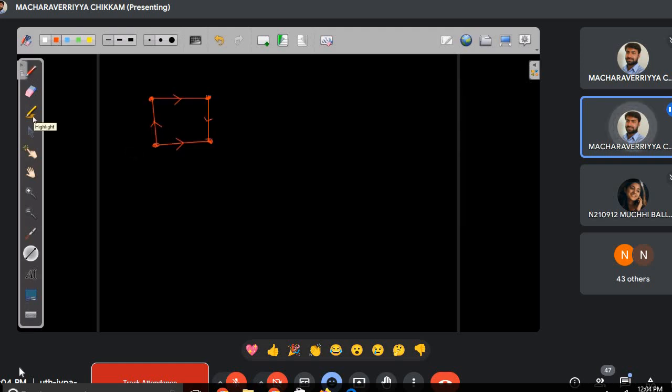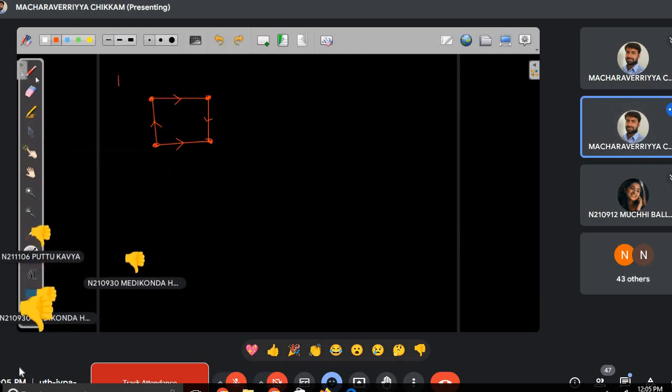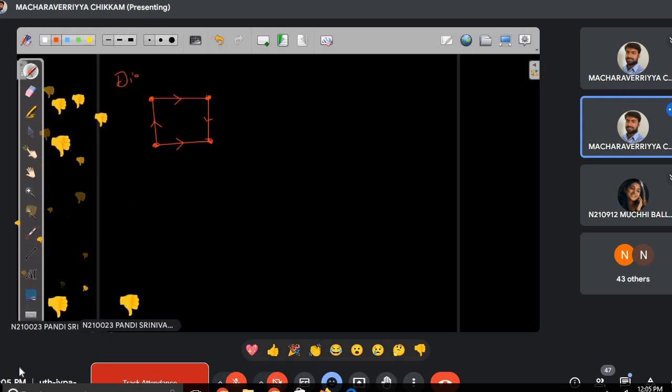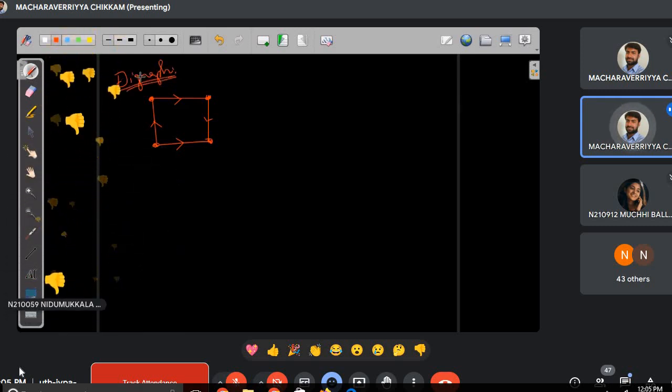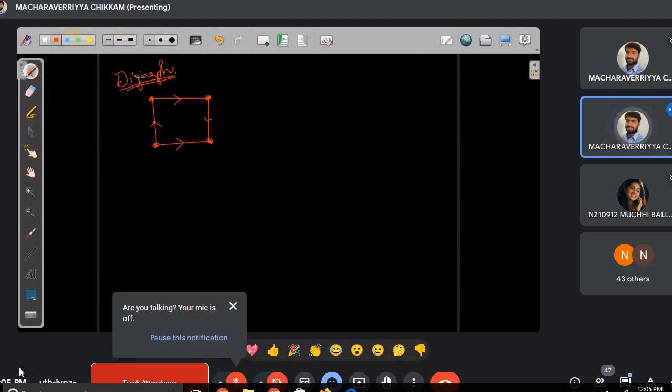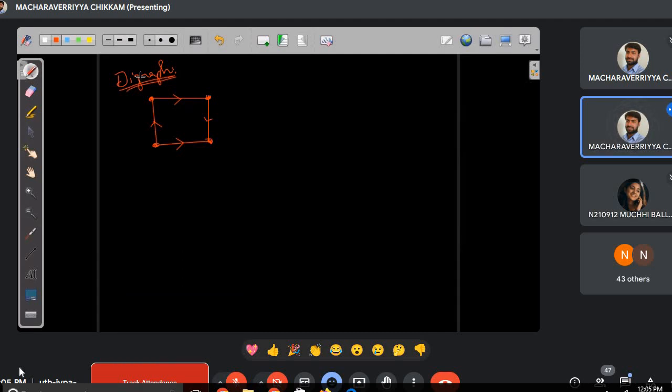So does this have an Euler path or Euler circuit? So do we have an Euler path? See, it is a digraph. Be careful. This is a digraph. Having an edge between two vertices may not guarantee a path from A to B. It may be that there is a path from B to A.